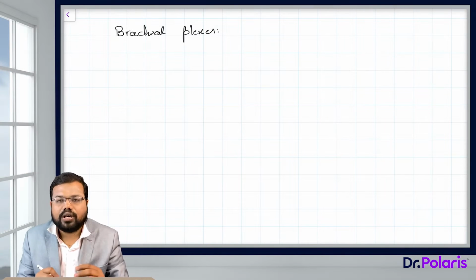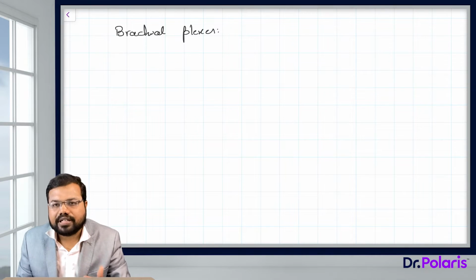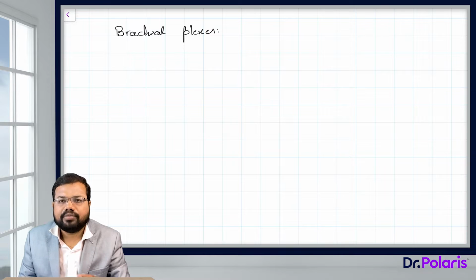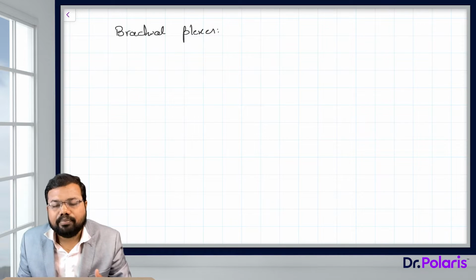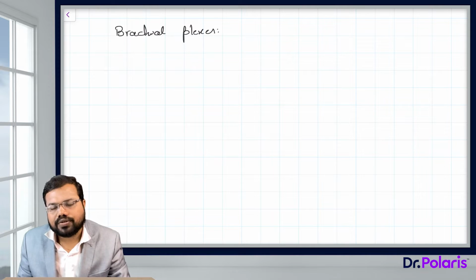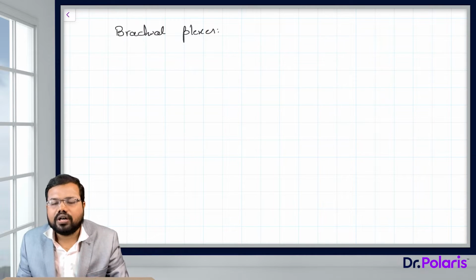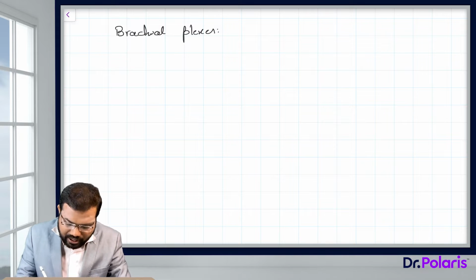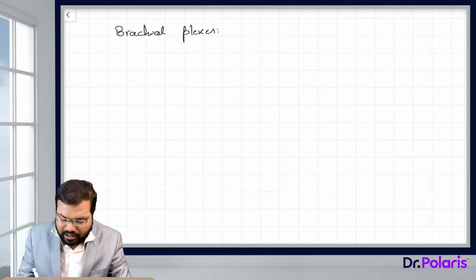Plexus is a network, and this network is going to the brachium, that's the arm. That's why it's called the brachial plexus. If there is a network of nerves, which nerves are involved in that network? First you have to understand a typical spinal nerve.